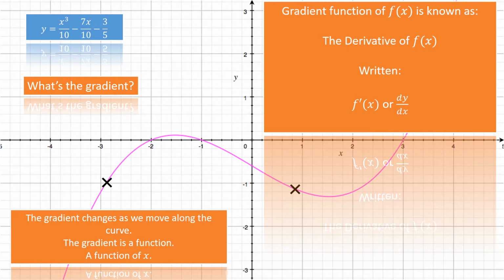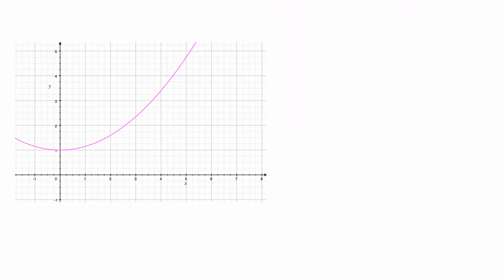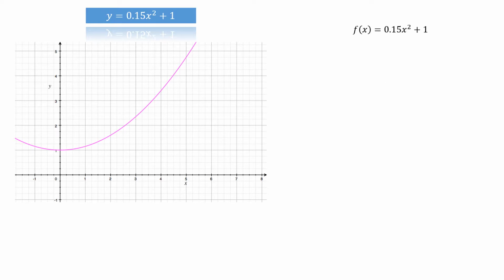Let's go ahead and see how we could use the derivative. Here we're given another curve, and its equation is y equals 0.15x squared plus 1. That's the curve of the function f of x equals 0.15x squared plus 1. And we don't know how to do this yet. Don't worry, we'll learn soon. But the derivative function f dash of x is 0.3x. Now, that function gives us the gradient of the curve at any value of x.